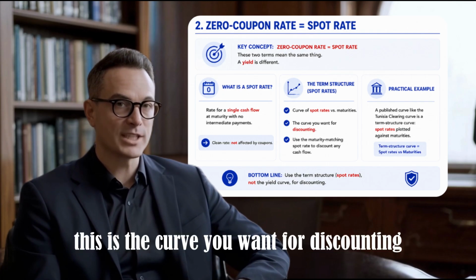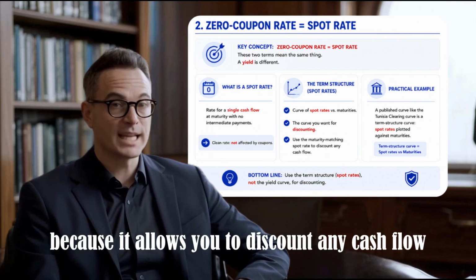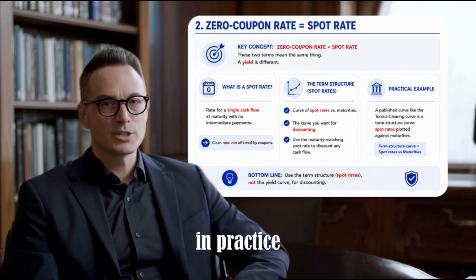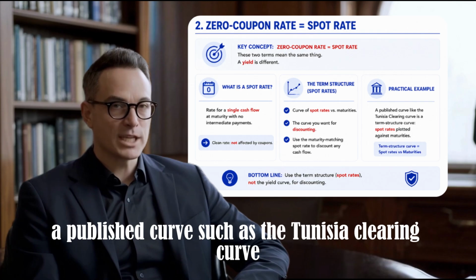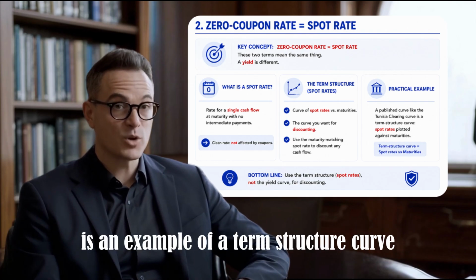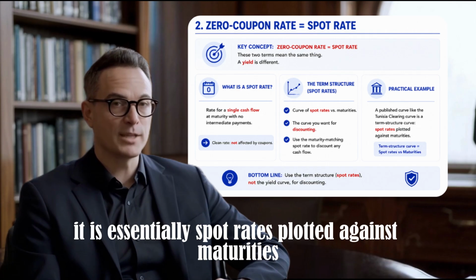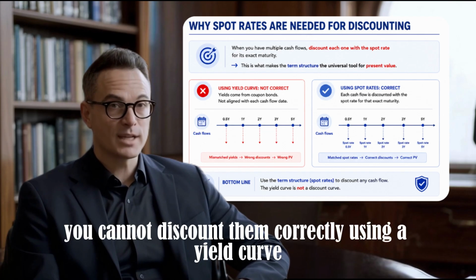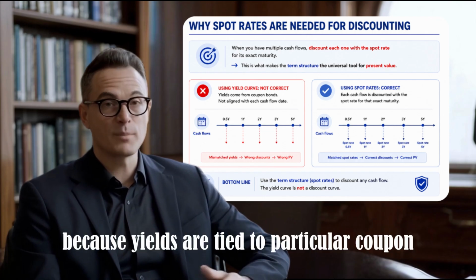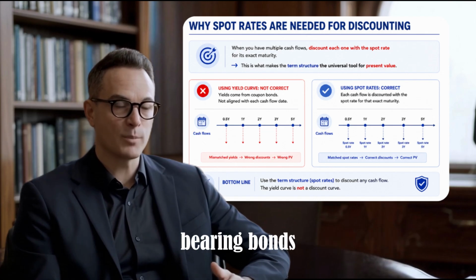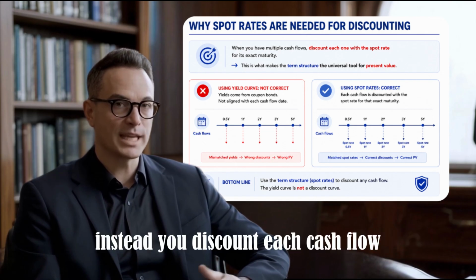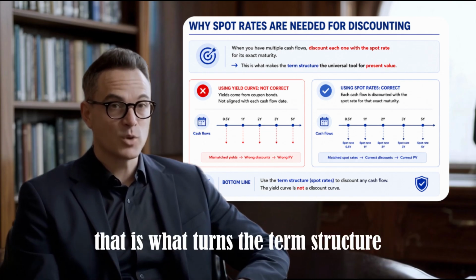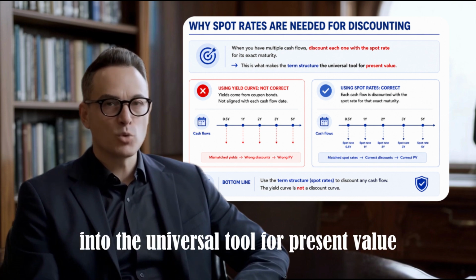This is the curve you want for discounting, because it allows you to discount any cash flow at any maturity using the maturity matching spot rate. In practice, a published curve, such as the Tunisia clearing curve, is an example of a term structure curve. It is essentially spot rates plotted against maturities. If you have a stream of cash flows across multiple dates, you cannot discount them correctly using a yield curve, because yields are tied to particular coupon-bearing bonds. Instead, you discount each cash flow using the spot rate for that exact maturity. That is what turns the term structure into the universal tool for present value.